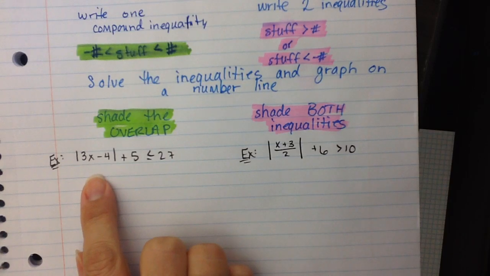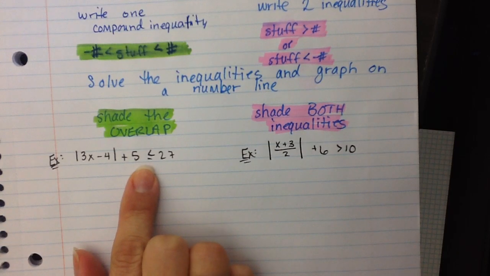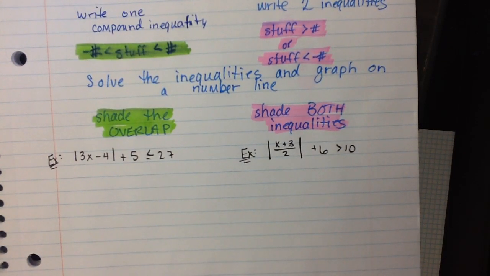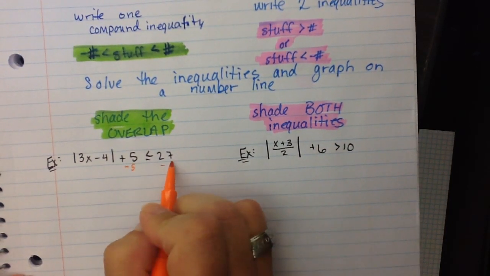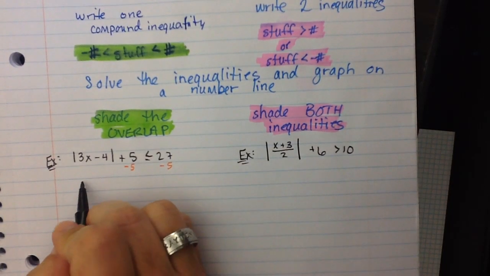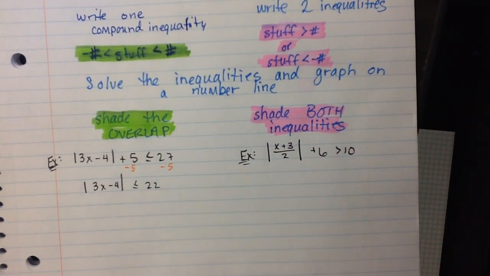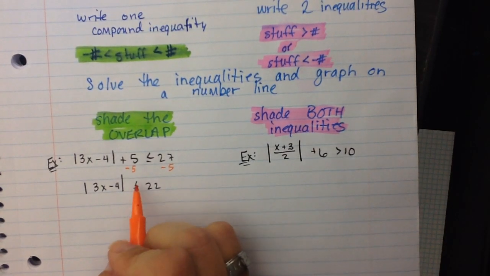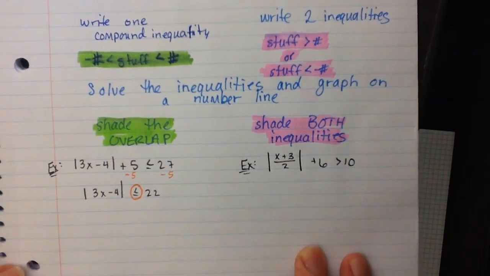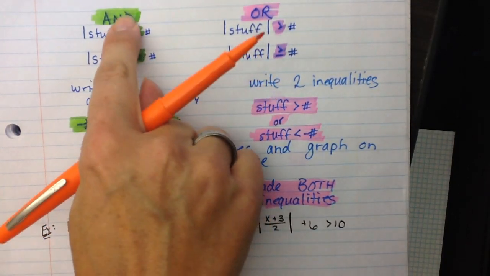Our first example is going to be the absolute value of the quantity 3x minus 4 plus 5 is less than or equal to 27. So remember, our first step is to isolate that absolute value. So I'm going to begin by subtracting the 5 over. And then I'll have absolute value of 3x minus 4 is less than or equal to 22. Next thing I want to do is identify the structure. So I look to this symbol, and then back from my notes, it's a less than or equal to. That's this kind, which makes it an AND.